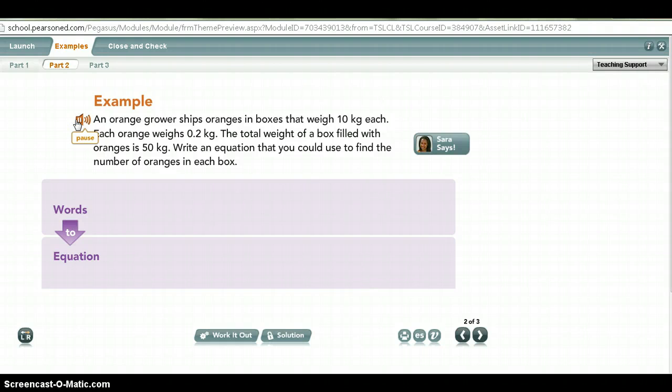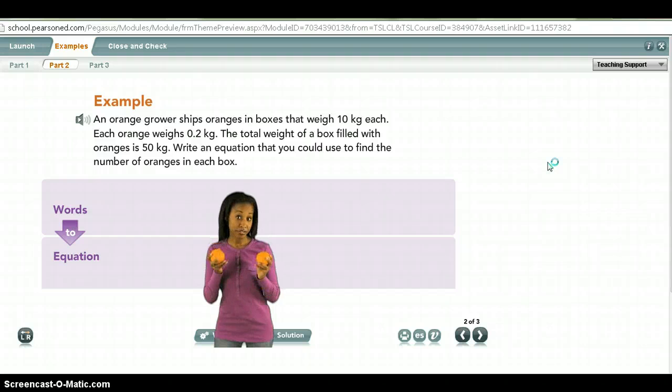An orange grower ships oranges in boxes that weigh 10 kilograms each. Each orange weighs 0.2 of a kilogram. Use this to find the number of oranges packed in each box.